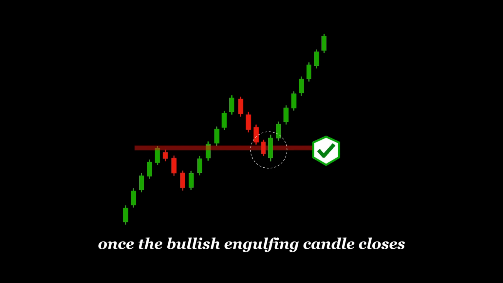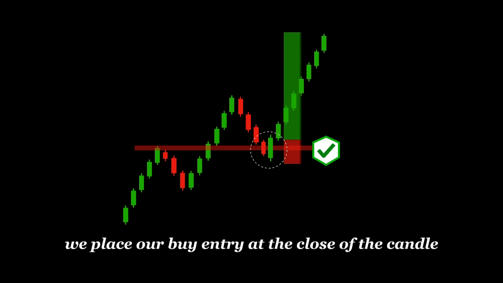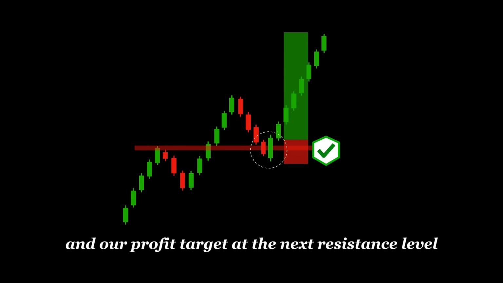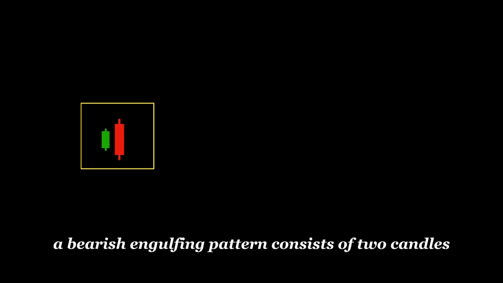higher. Once the bullish engulfing candle closes, we place our buy entry at the close of the candle, our stop loss just below its low, and our profit target at the next resistance level. Now let's move on to the bearish engulfing pattern. A bearish engulfing pattern consists of two candles.